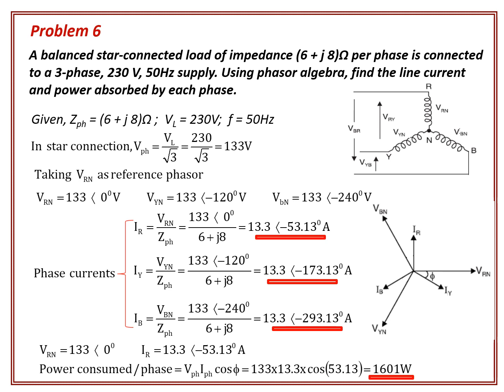The current through R phase is 13.3 angle minus 53.13. For calculating power consumed, we need to consider only the magnitudes. Power consumed is the active power, and power consumed or active power per phase is given by the equation V phase I phase cos phi. Substitute V phase as 133, I phase as 13.3 and phi as the angle between VRN and IRN, which is 53.13.